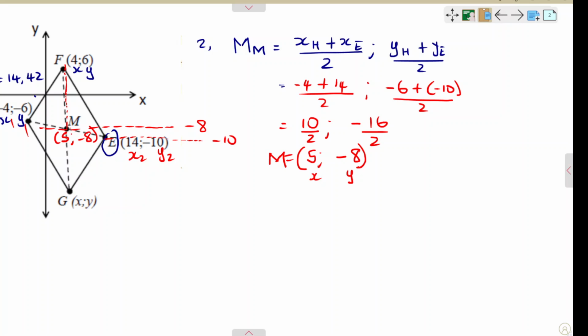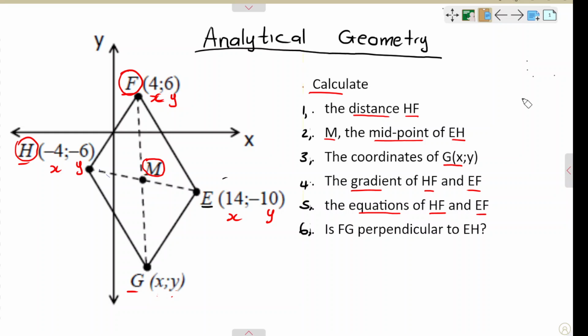Now I'm going to number 3. In number 3, they were saying, calculate the coordinates of G. Remember, G is this point now with the two unknowns. We don't know the value of x, we don't know the value of y. So now they said, let us find the coordinates of G.